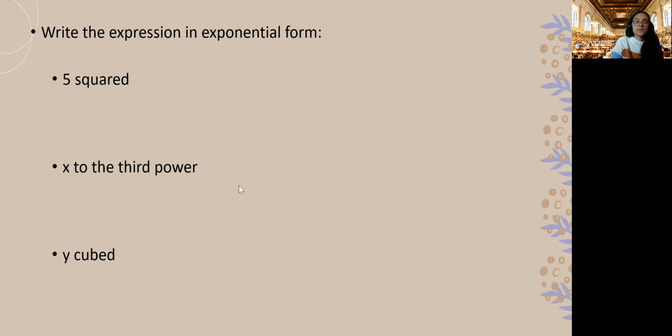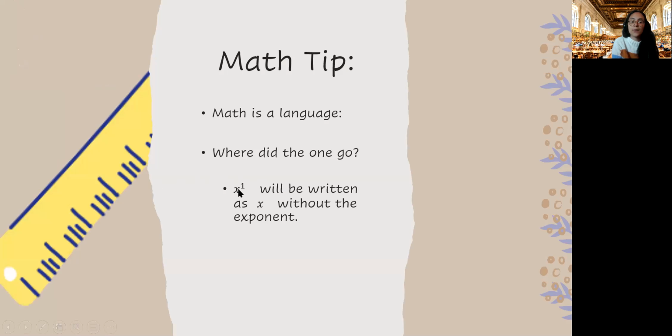So here's a math tip. Math is a language. We want to know what we're trying to do, what we're explaining on paper, and have someone read it and also understand it. For example, x to the 1 will be written as x without the 1, without the exponent. And it means the same thing. It is just a matter of being able to recognize it.